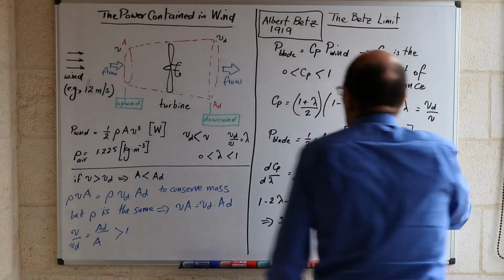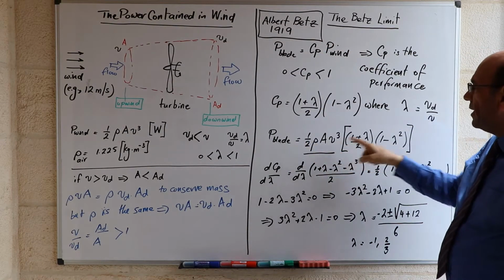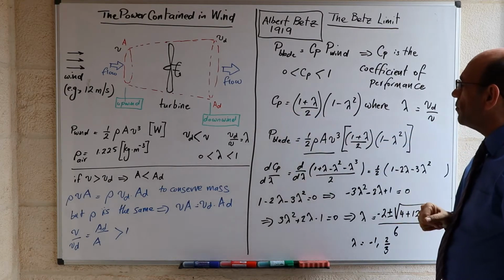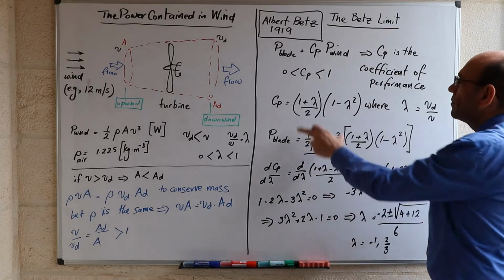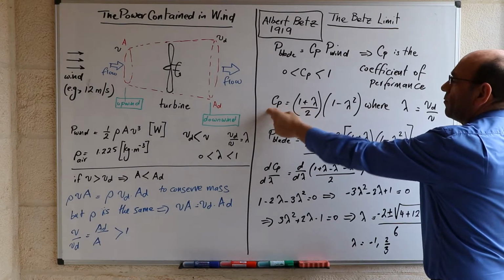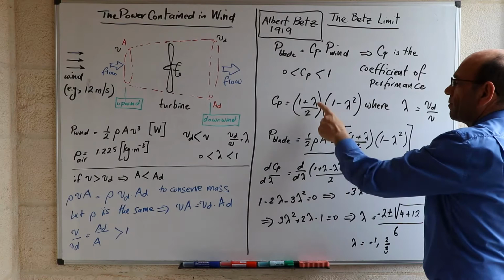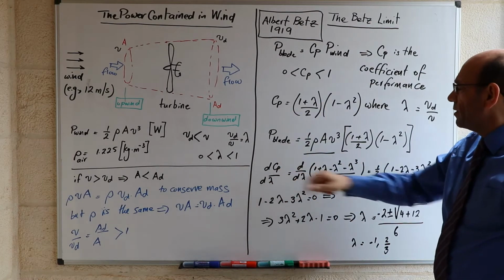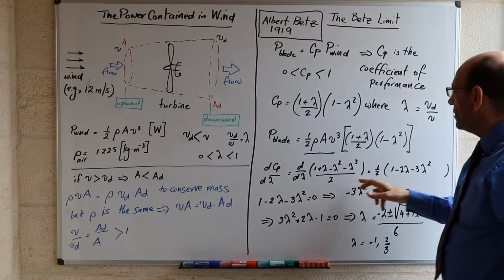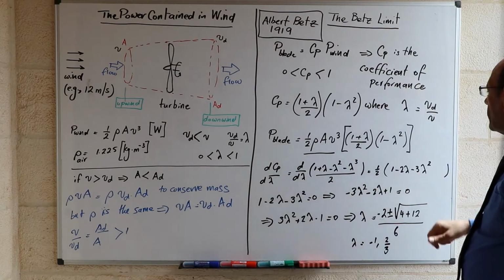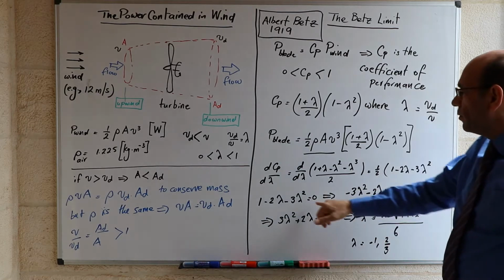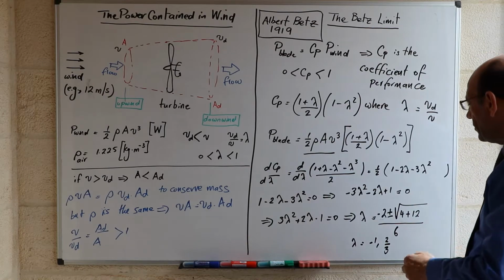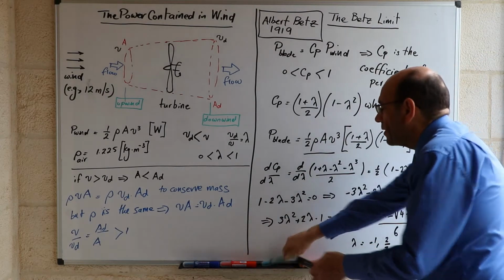So the next step is to actually find the value of lambda that maximizes this coefficient of performance. In order to do that, we take the coefficient of performance and differentiate it with respect to lambda. This gives us the derivative of Cp with respect to lambda: (1 − 2λ − 3λ²)/2. We equate this to 0, we rearrange, and we end up with these two possible values of lambda.